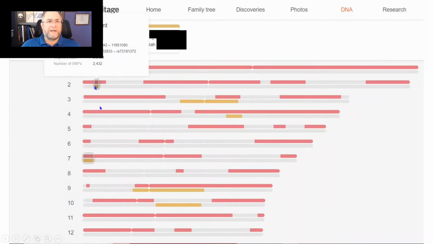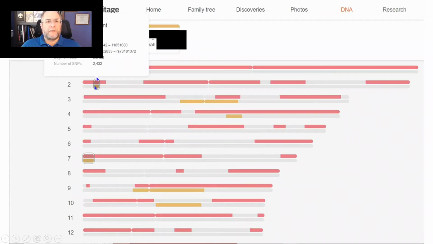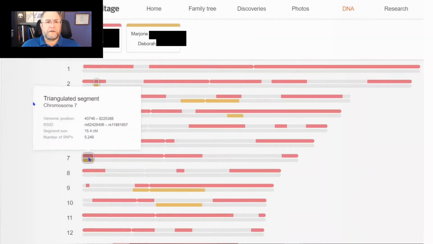So I'm going to go a little bit deeper into this. This block here shows that there is a match of 9.9 centimorgans from 8.1 million to 11.8 million in this section on chromosome number 2. And on this section, chromosome number 7, 15.4 centimorgans at 43,748 to 8.2 million.